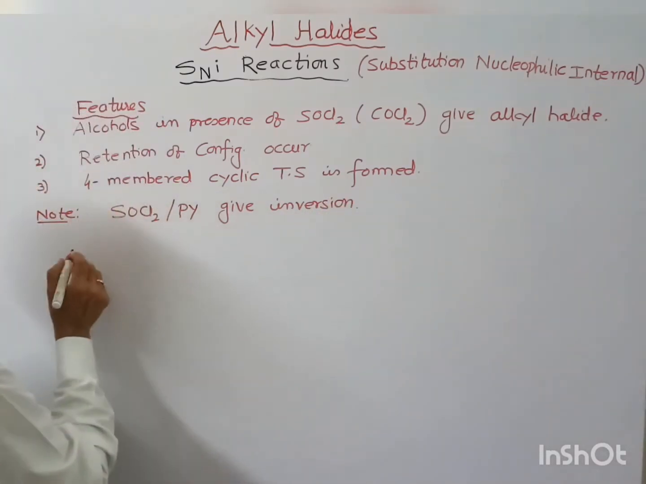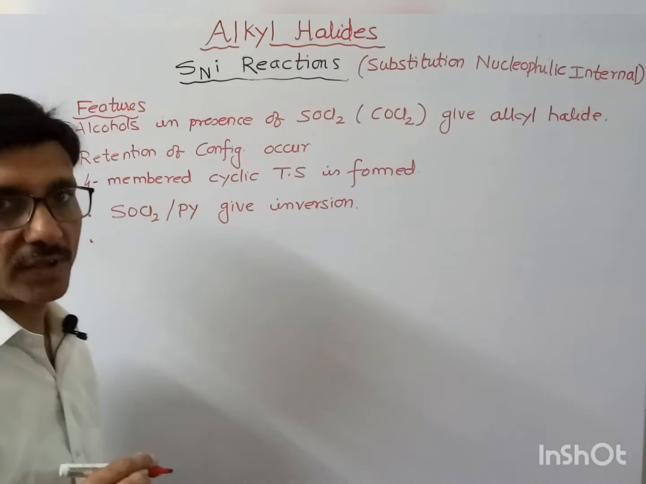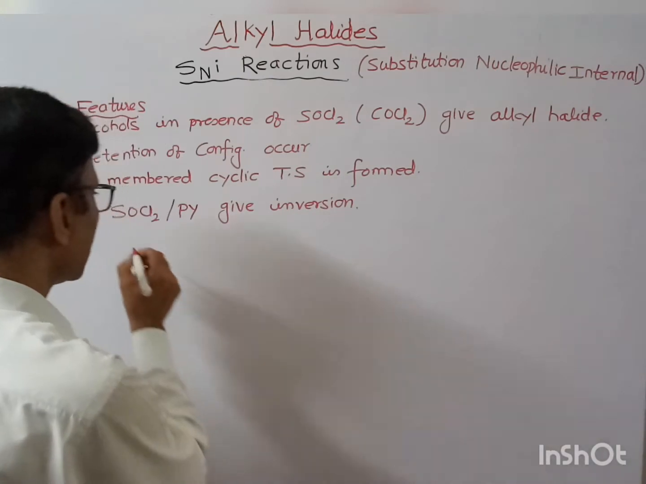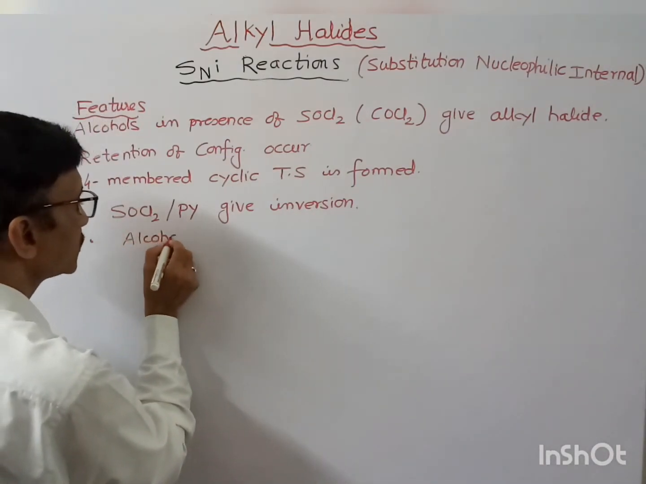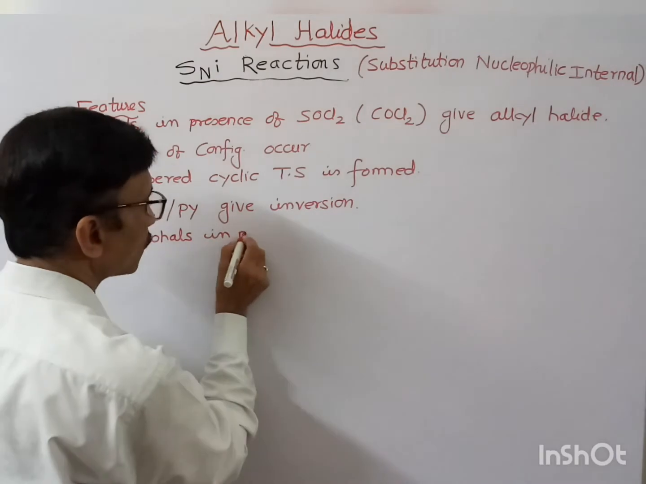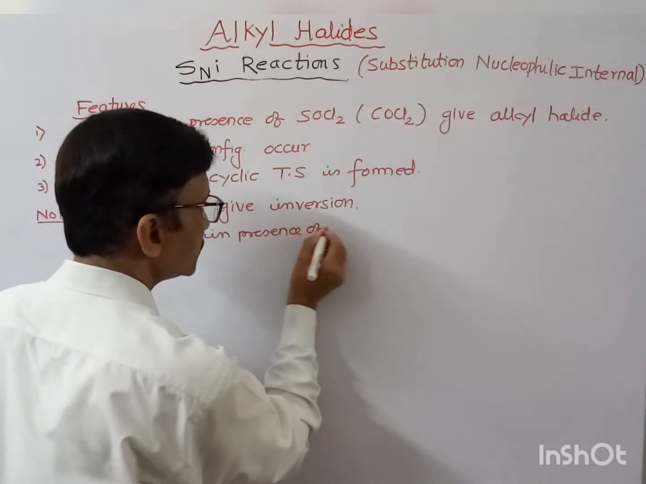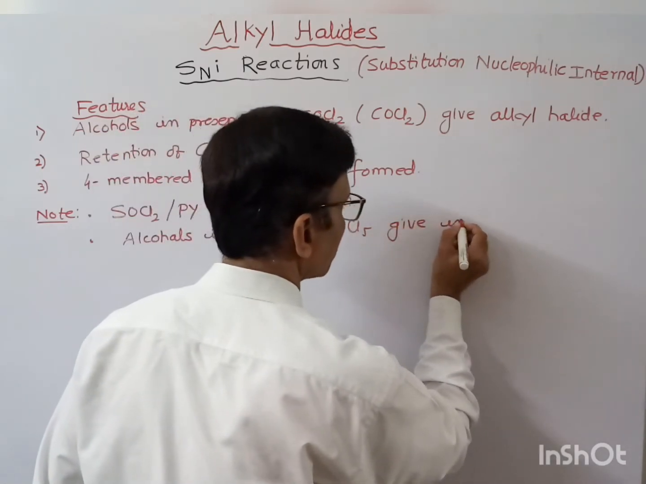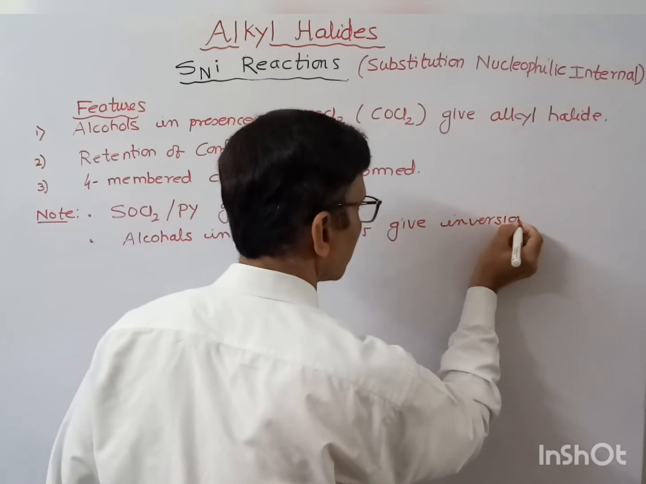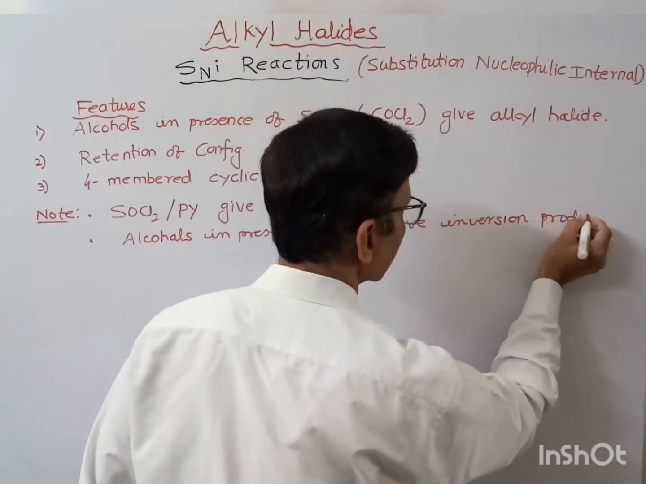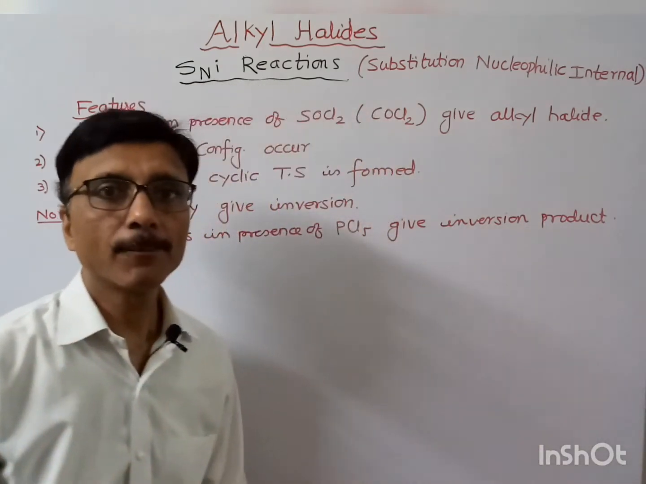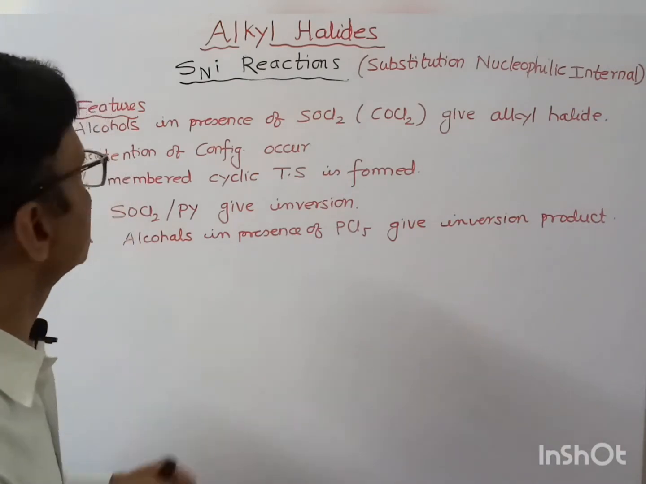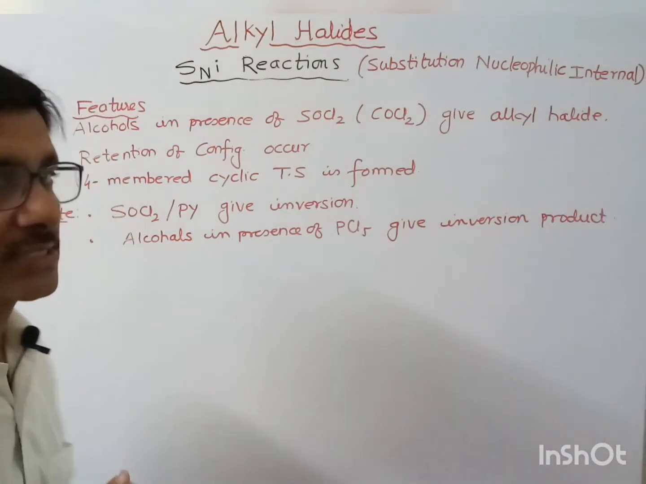Similarly, suppose alcohols are reacted with PCl5, then also the reaction takes place via inversion of configuration. So alcohols in presence of PCl5 give inversion product. That is, the alkyl halide which is formed has the opposite configuration in comparison to the alcohol. Okay, so these are some main important points for this SNi reaction.